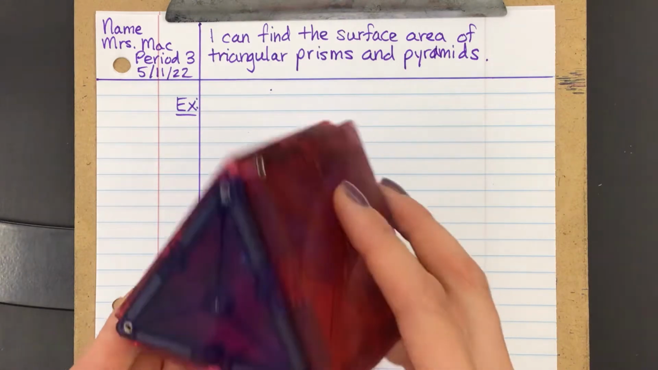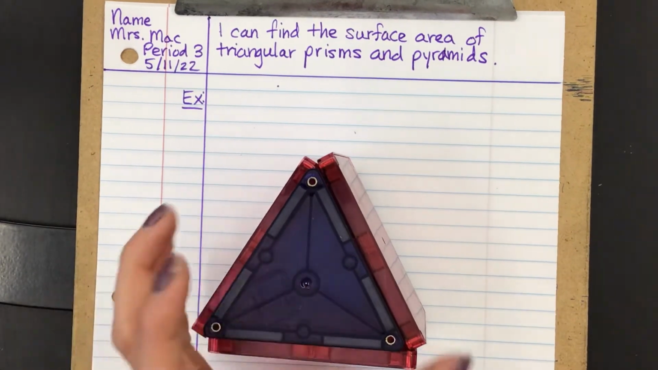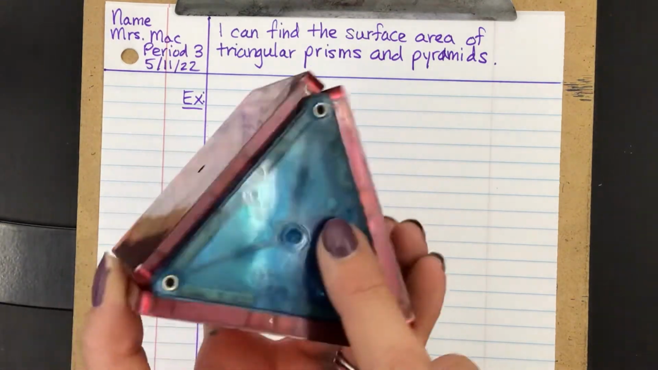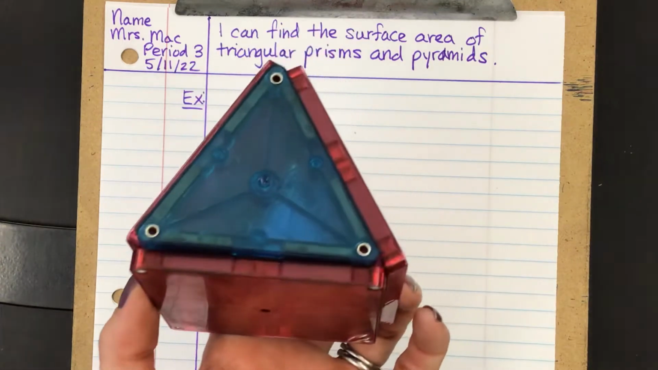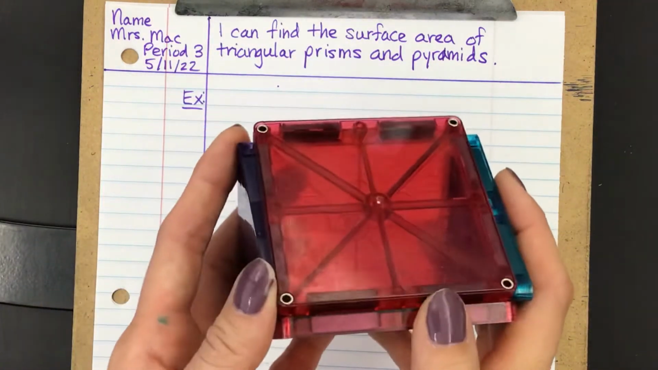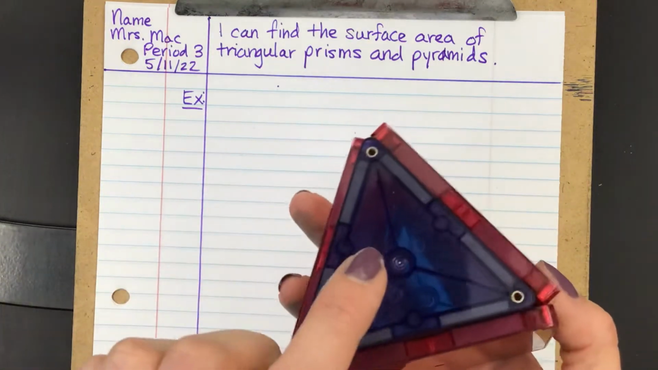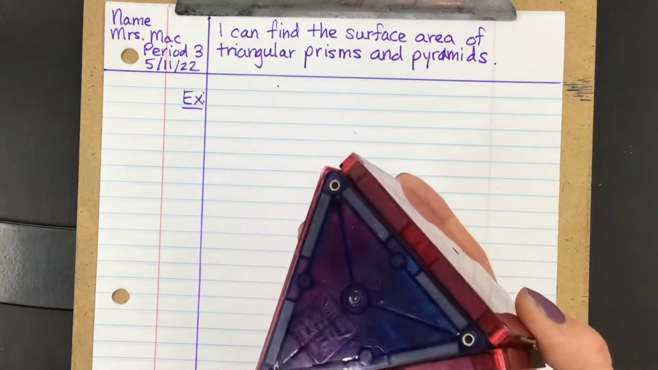Today we're going to look at triangular prisms, and triangular prisms have a triangle on one end, a triangle on the other, and then 3 rectangles around the outside edges. Okay, so 3 rectangles. So when you're finding the surface area of this, you have to find the area of the triangles. They're going to be the same measure, so just find the area of one and double it.